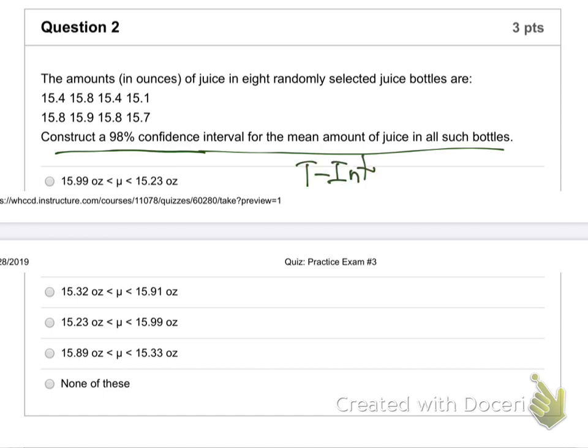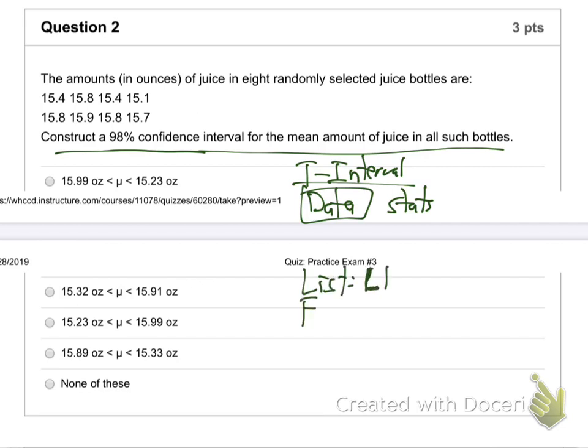T interval, choose data, not stats. And then it'll ask you for just list and frequency. So you've already got everything in L1 and frequency 1 and then the confidence interval level, which is 0.98, and hit enter.